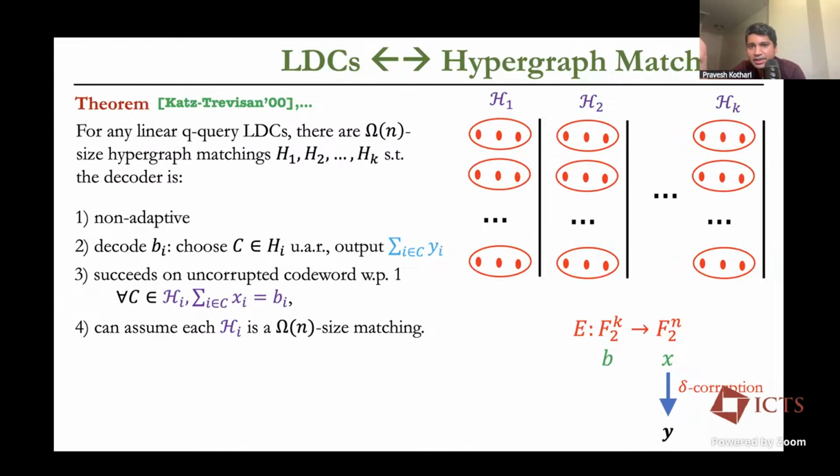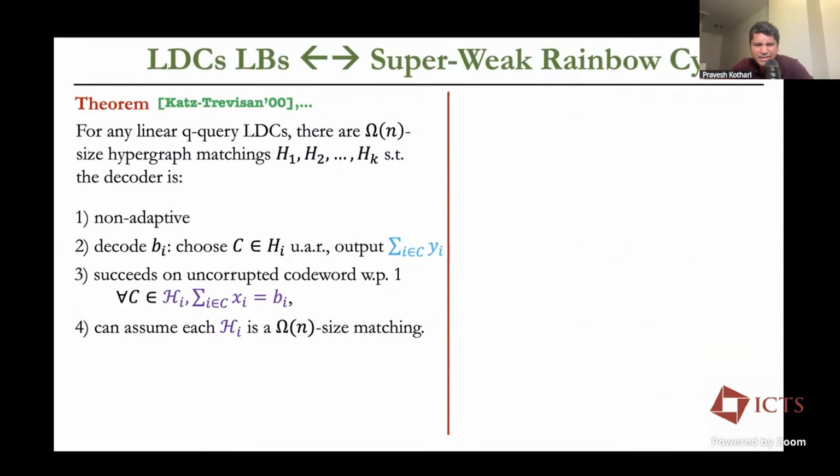If I have to decode the ith bit, or the first bit, let's say, pick a random triple in H1, add the corresponding bits. Okay, and that's what your guess for the first bit would be. Good. It turns out that this is basically without loss of generality. You can assume, with some loss in parameters of this delta and epsilon that I wrote before, that any linear LDC has a decoder of this sort. I'm not going to describe this proof, but it follows from very basic considerations.